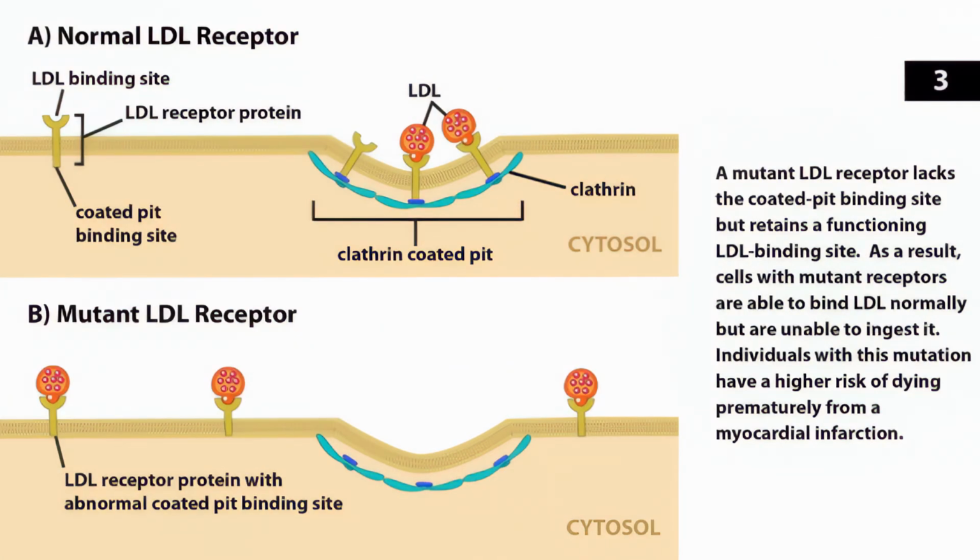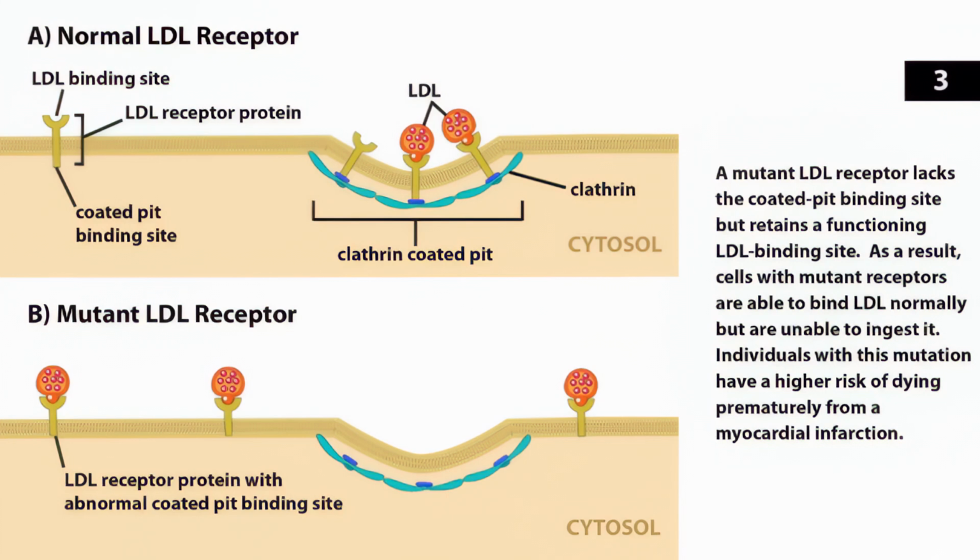On figure A, you have the normal LDL receptor and adaptin and clathrin. And you can see that these come together in what we call clathrin-coated pits. But on figure B, there's a mutant LDL receptor that doesn't associate with adaptin and clathrin like it's supposed to. So these individuals can't bring the LDL into the cell and use it.